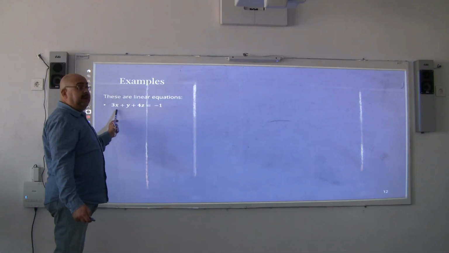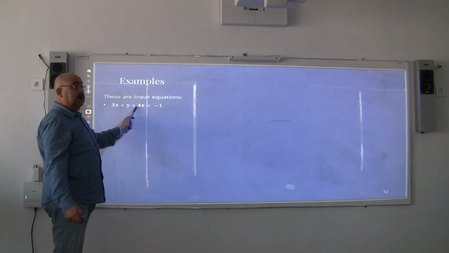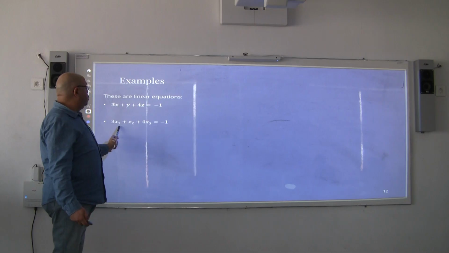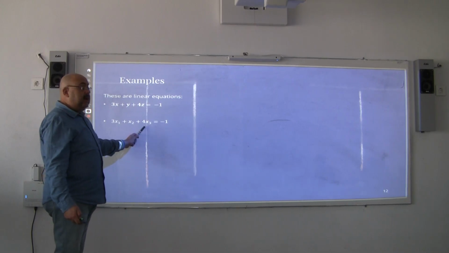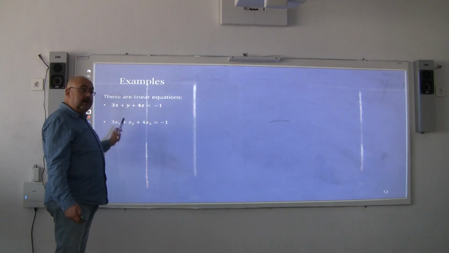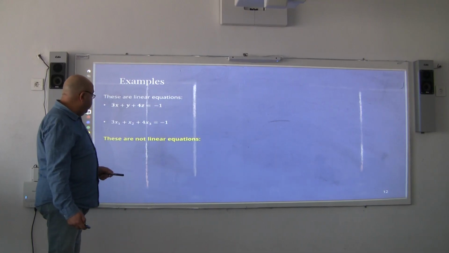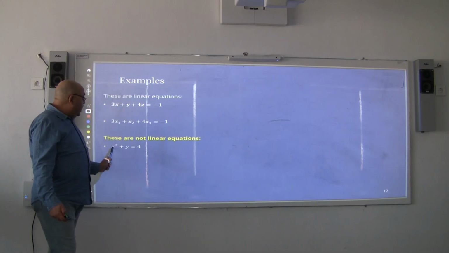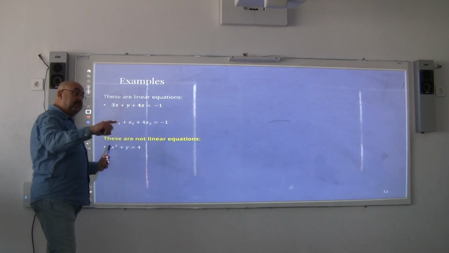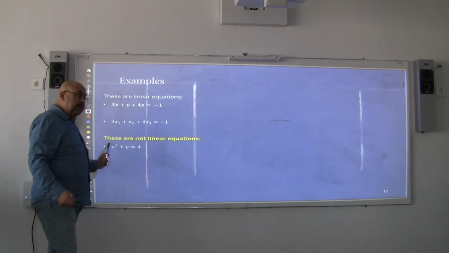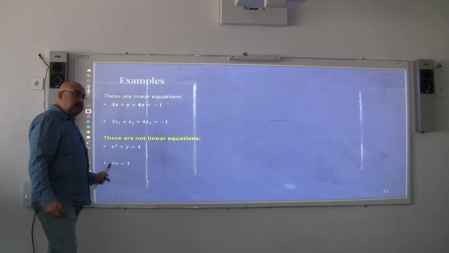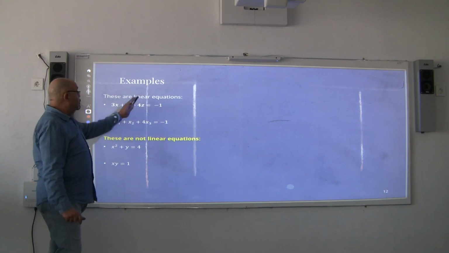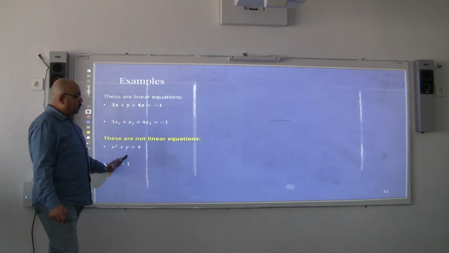Thus, these are linear equations because all the unknowns, x1, x2, x3, have the power of each one of them equal to 1. So both of these equations are linear equations. These are not linear equations because, as you can see, I have x to the power of 2, which means one of the unknowns has a power different than 1. Also, this is not a linear equation because you have a multiplication between two of the unknowns. Those are non-linear equations.